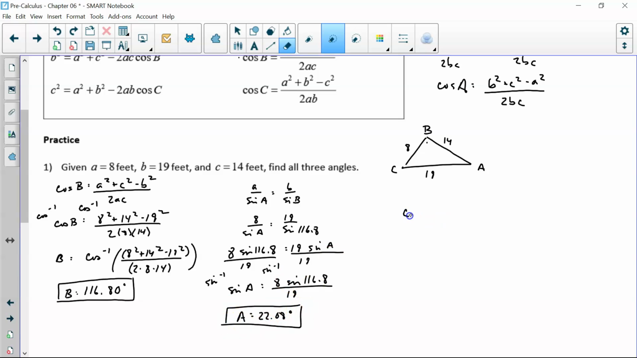And now to find angle C, 180 minus the quantity of 116.8 minus 22.08. So angle C has a measure of about 41.12 degrees. And there we go.